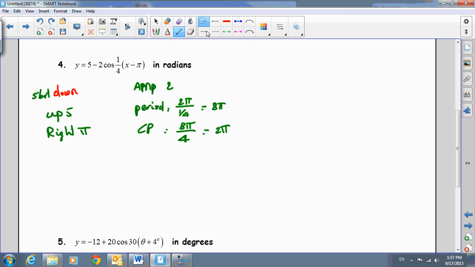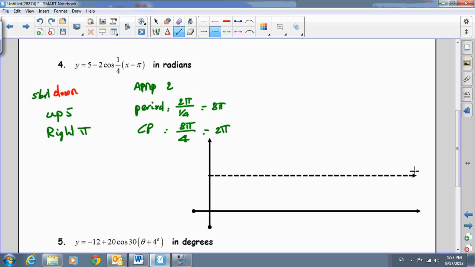I will start by building my axis. My axis will be something like this and like this. I gave myself more room up because I know I'm going up 5. And my up 5, I will be somewhere here. I went 5 units up because it goes on both sides. After my 5 units up, I can now label my axis, knowing that my amplitude is 2. So from the 5 units up, if I go 2 above and 2 below, I will get to 7 and 3.